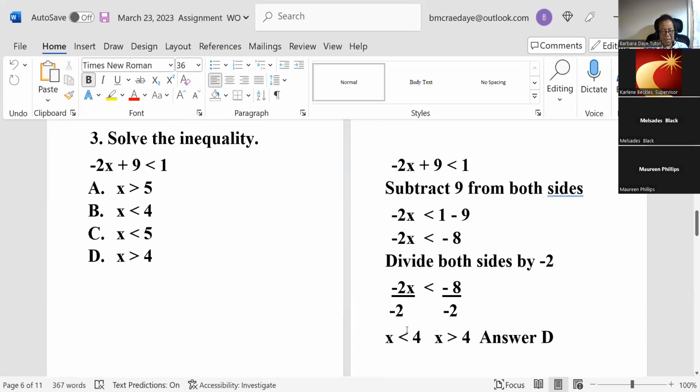We got x less than 4, but we divided by a negative, so we reverse the inequality. The less than becomes greater than. So the answer is D, x greater than 4.